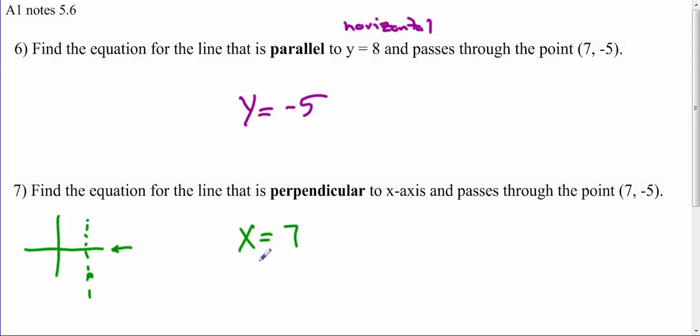Hey folks, I hope these notes work for you. Make sure you understand the relationships between parallel lines and also perpendicular lines, how their slopes are the same and how they're different. You guys come to class ready to work and have a spectacular day.